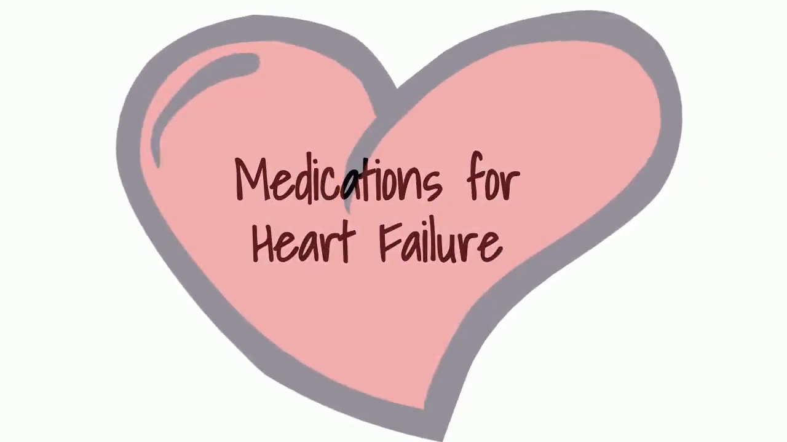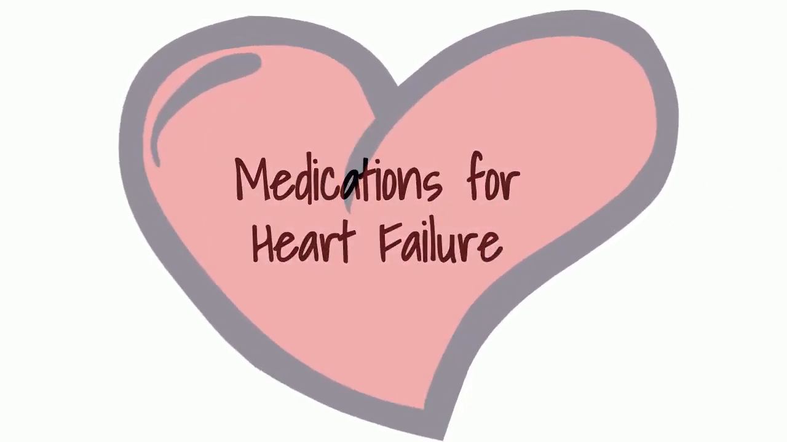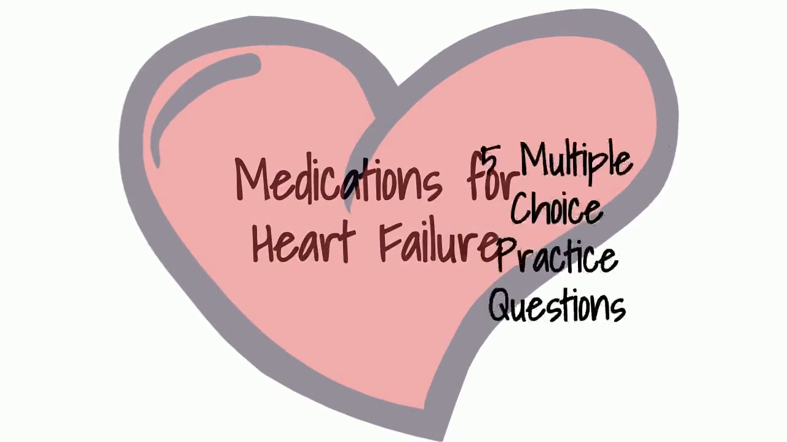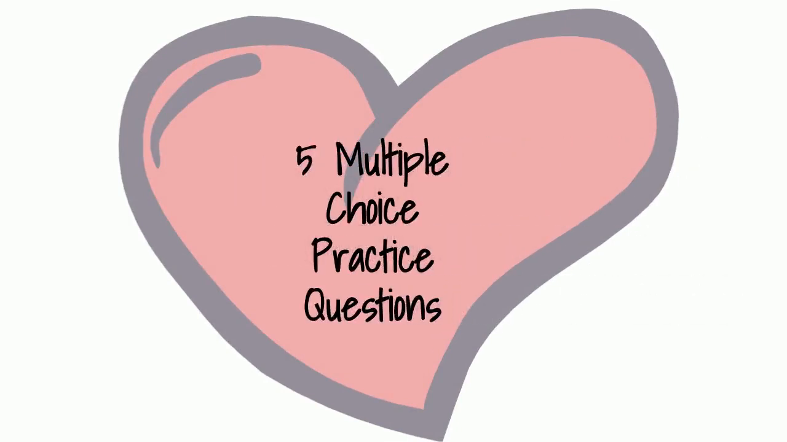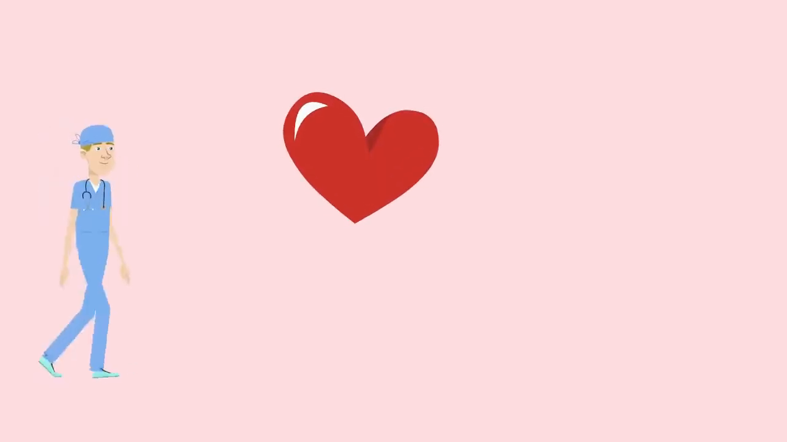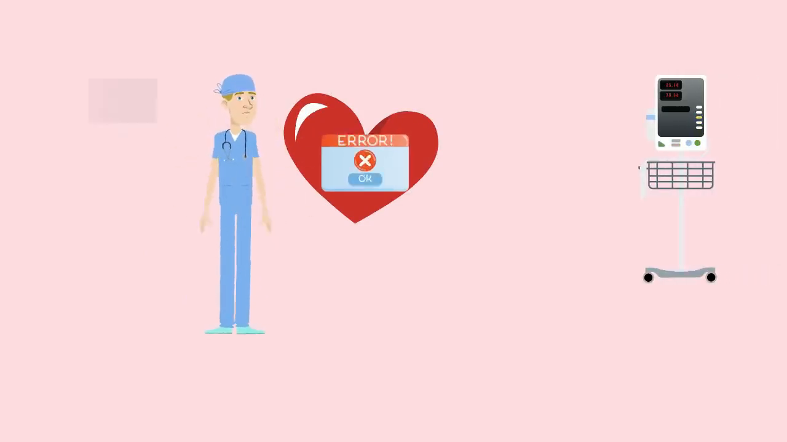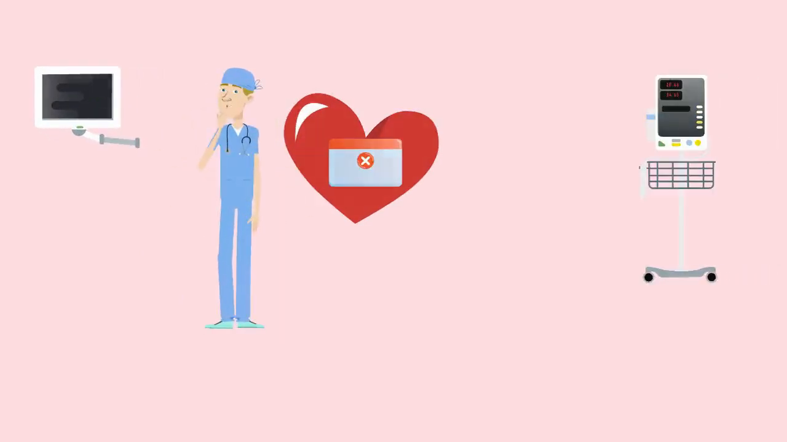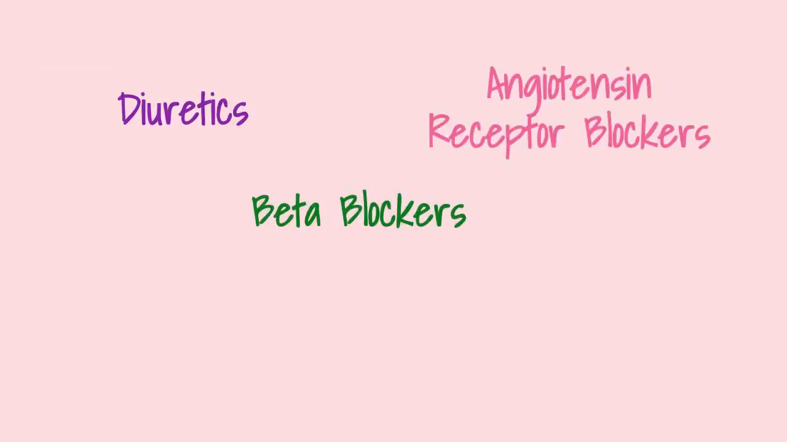This 10-minute tutorial will review common medications used to treat heart failure, followed by 5 multiple-choice practice questions. In this lecture, we are going to review cardiac medications which may be used for heart failure and also other cardiac conditions like hypertension or arrhythmias. Drug categories that will be reviewed are diuretics, beta blockers, angiotensin receptor blockers, angiotensin-converting enzyme inhibitors, and cardiac glycosides.